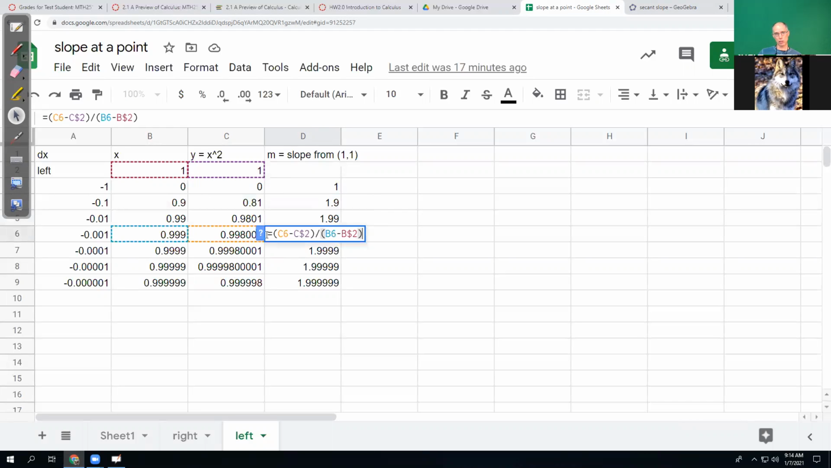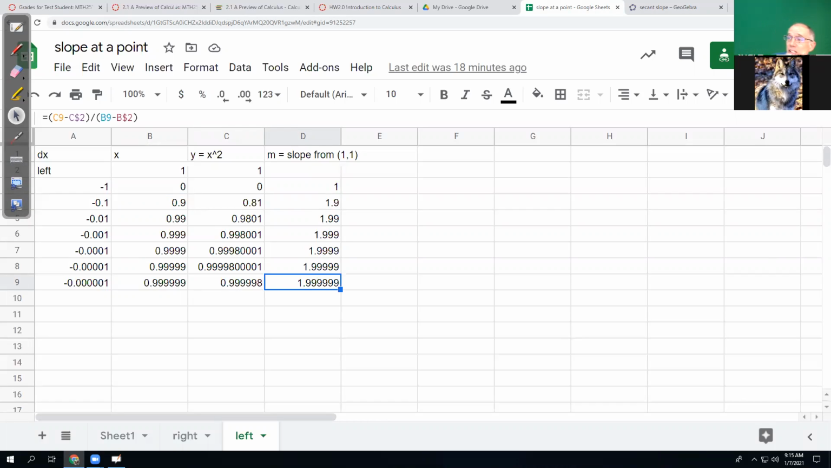And so for every slope, I'm always going to the point 1, 1, because I'm curious about what's going on at 1, 1. And it looks like as the x value gets closer and closer and closer to 1, the point I started with up here, the slope is getting closer and closer to what number does it look like there? 2, yeah.